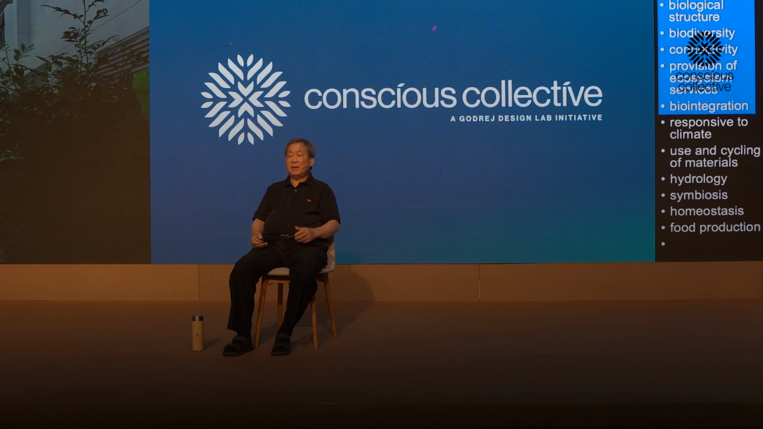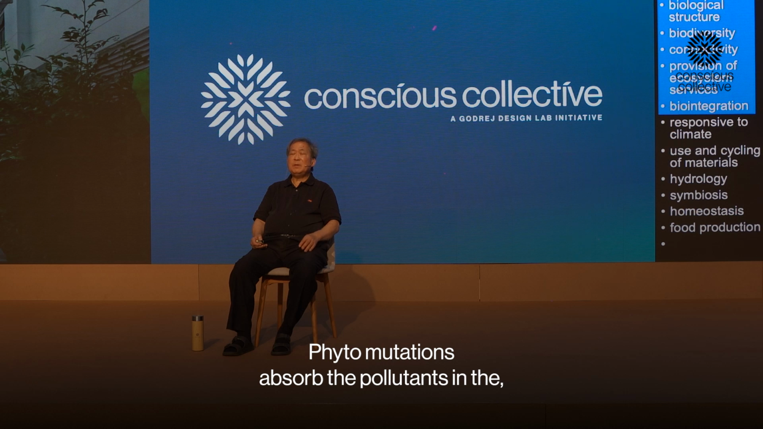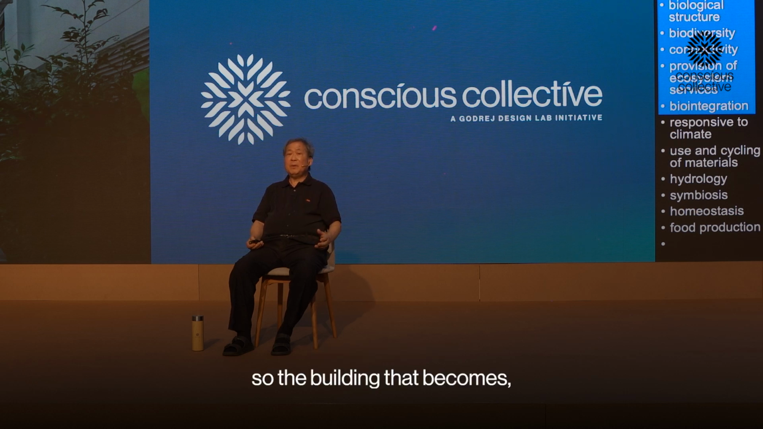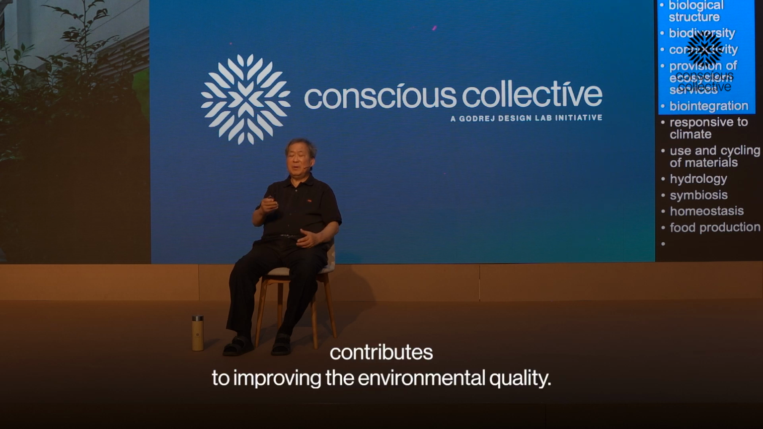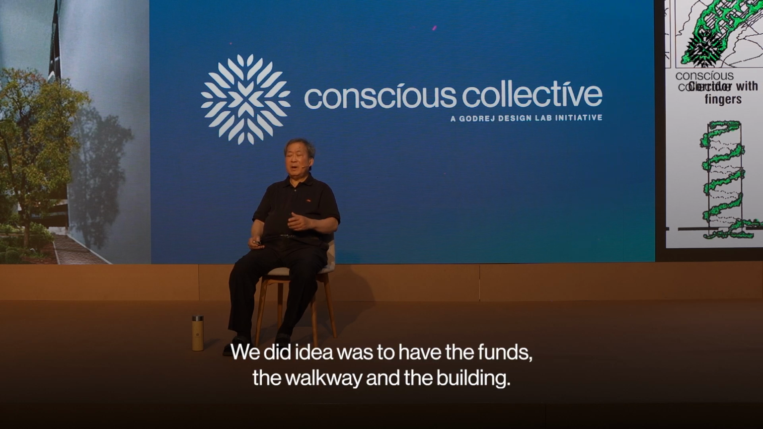And the vegetation also serves another purpose, phytoremediation. Phytoremediation is to absorb the pollutants in the air. So the building then contributes to improving the environmental quality. This was the early concept diagram we did. The idea was to have the plants, the walkway, and the building.